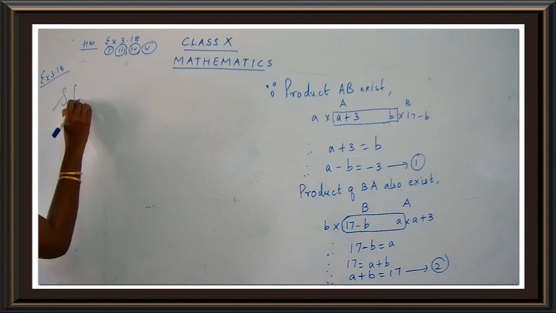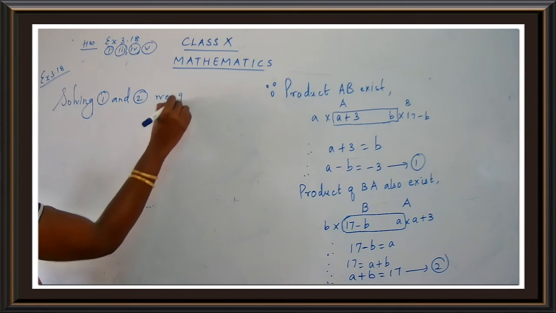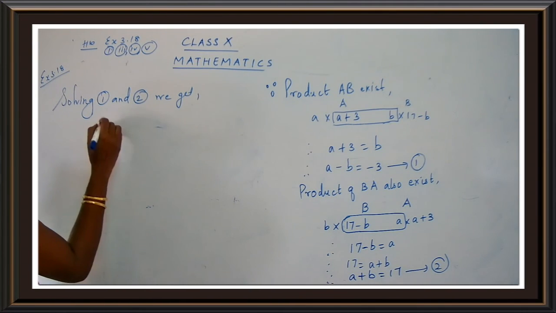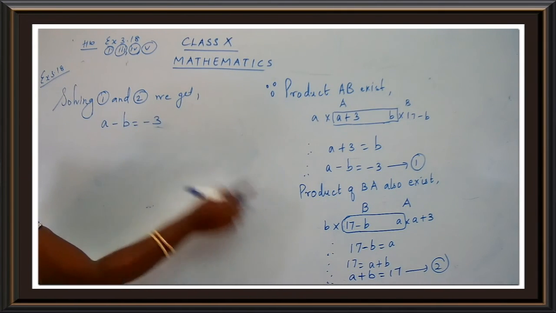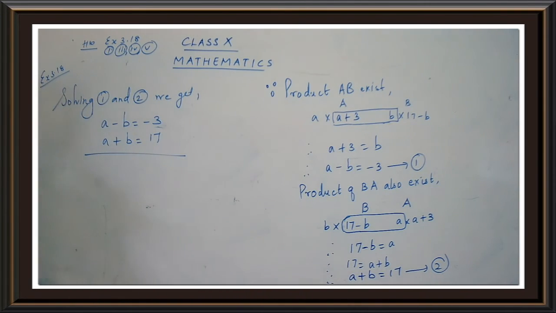Solving 1 and 2, we get A minus B is equal to minus 3, A plus B is equal to 17. Okay, so this is what I am going to solve. So A minus B is minus 3 and A plus B is equal to 17. Now, before we go for the operation, whether to use addition or whether to go for subtraction, see the equation carefully. You have to see the equation carefully.